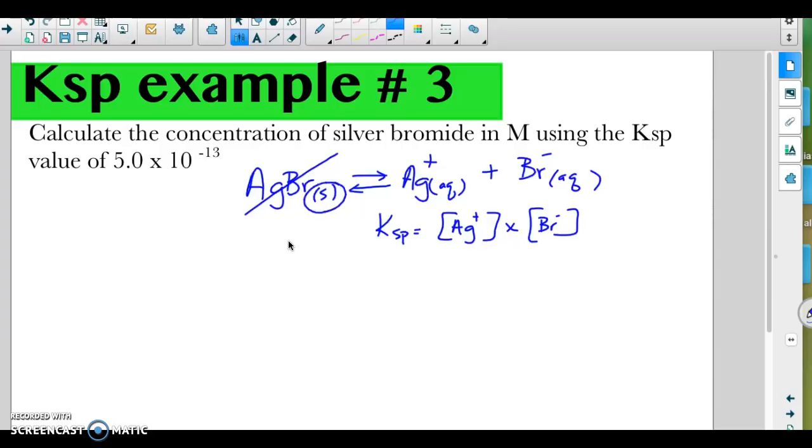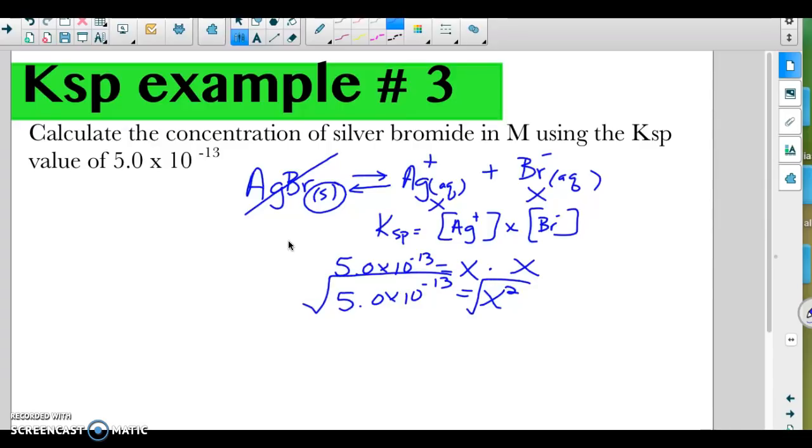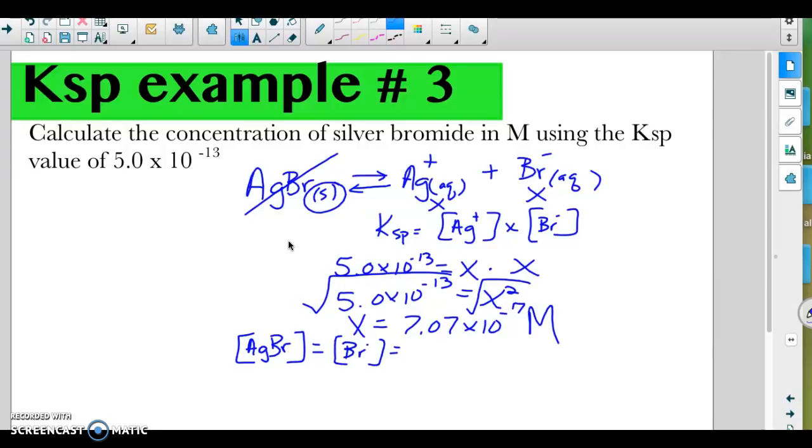And then I can plug in. So they're telling me the Ksp is 5.0 times 10 to the negative 13. And then I know that if I have x of this, I also have x of this. So I would have x times x. So 5.0 times 10 to the negative 13 is going to equal x squared. I would want to take the square root of both sides, and I would get 7.07 times 10 to the negative 7th as my molarity of silver bromide, because this is x. So my concentration of my silver bromide is equal to the concentration of my bromide ions, which equals my silver ion concentration, which is this value.